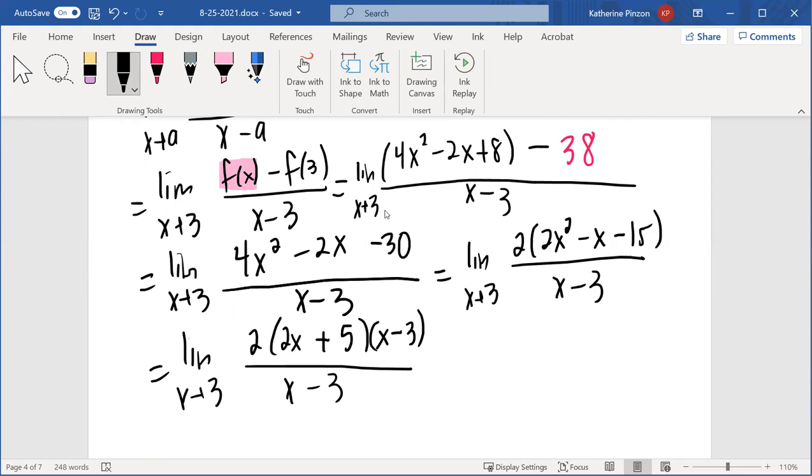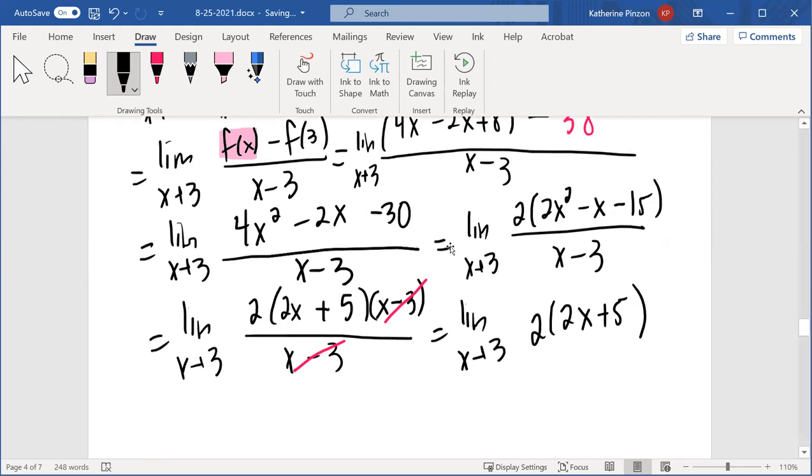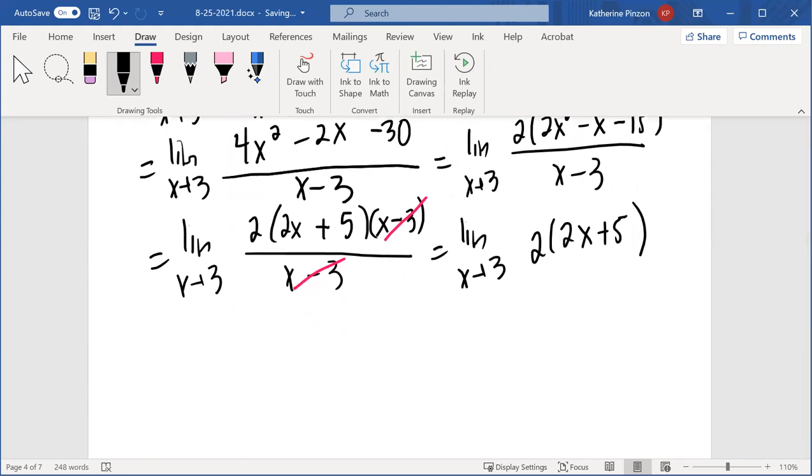Okay, why did I factor? So you could cancel out the x minus 3s because you want that guy from the denominator to go away. So I have 2 times 2x plus 5. I wrote that limit down the whole time because why? I want to be able to plug in 3 for x. So 6 plus 5 makes 11, times 2 makes 22.